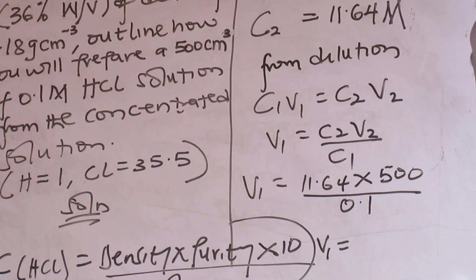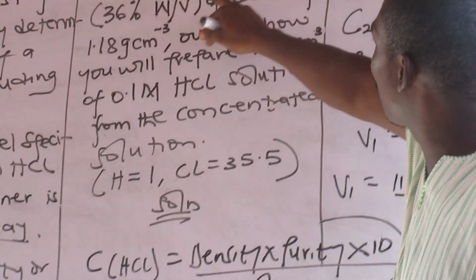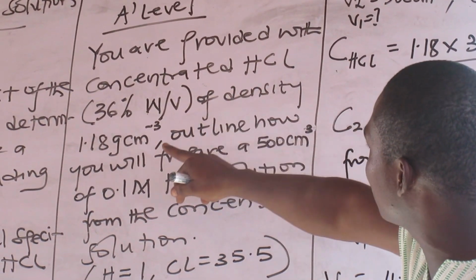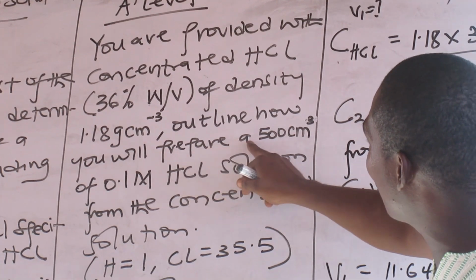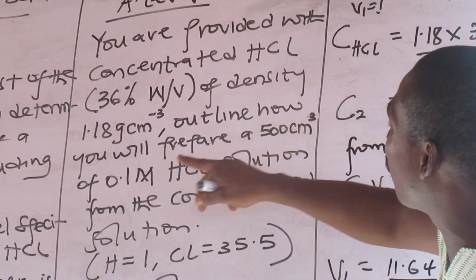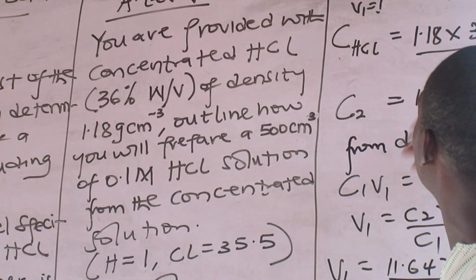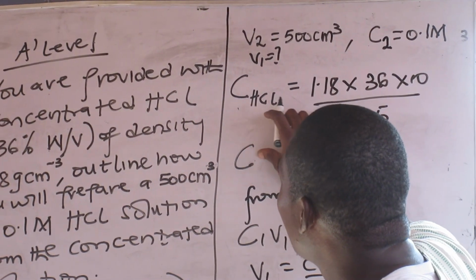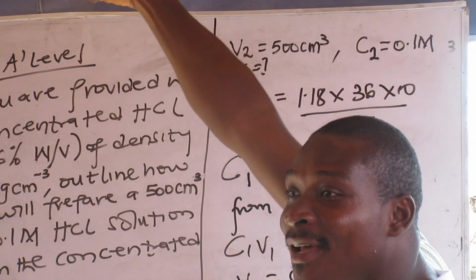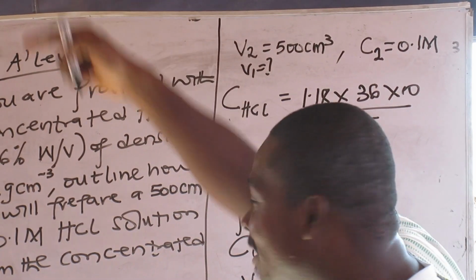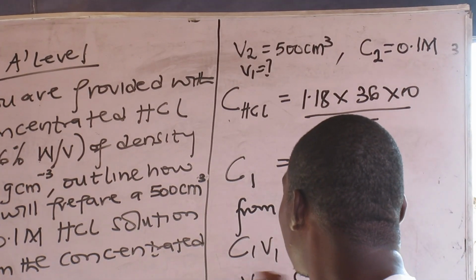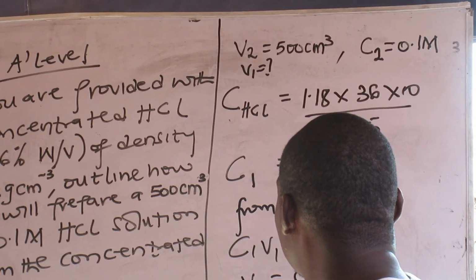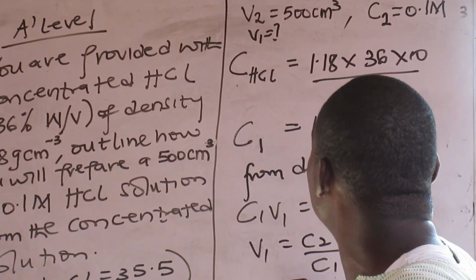Let's maybe change some parameter here. Let's go. You are provided with a concentrated HCl of density... Explain how you will prepare 500 cm cube of this. This is C2. Take note. How you will prepare. You have been given the targets. Okay? Good. There is a C1. So the parameter again here. Let's go. C2.